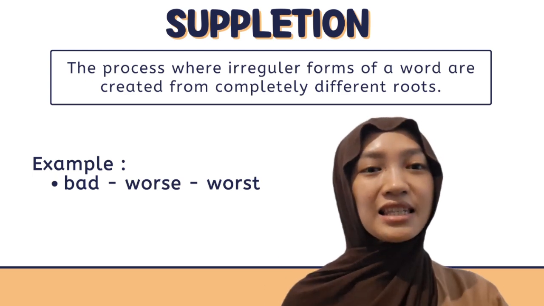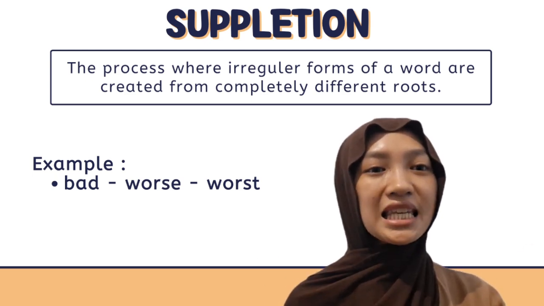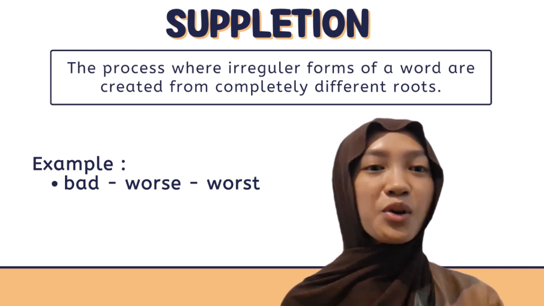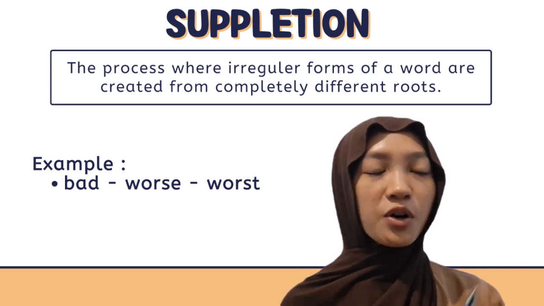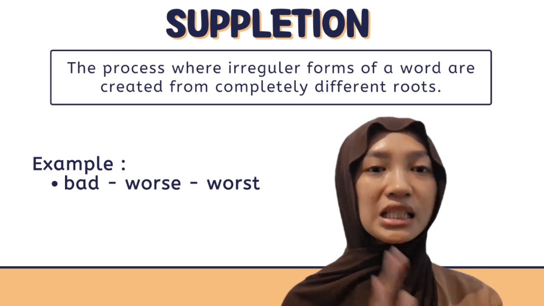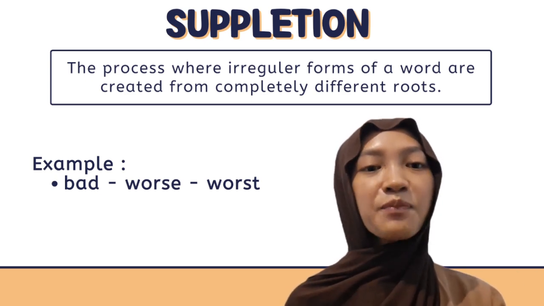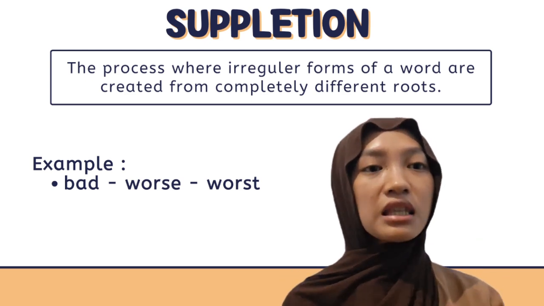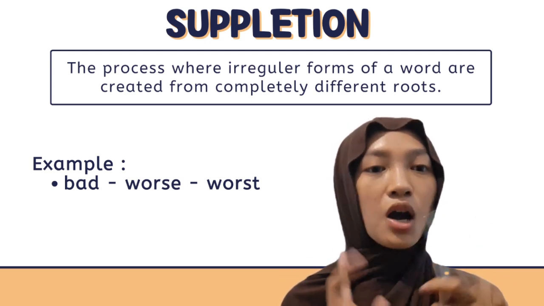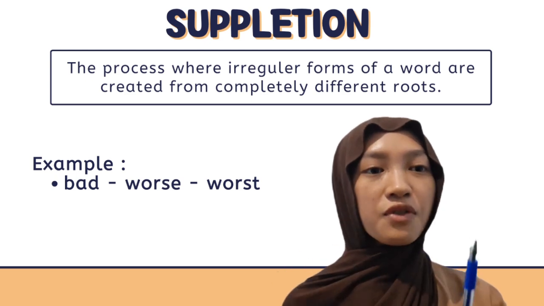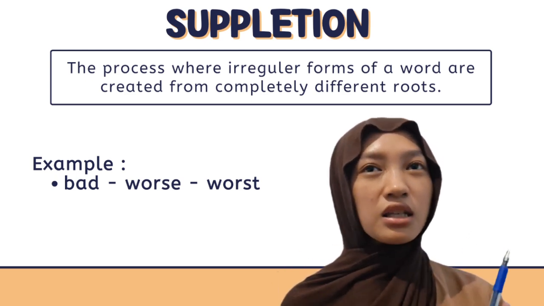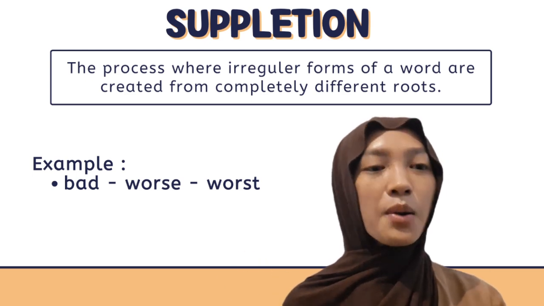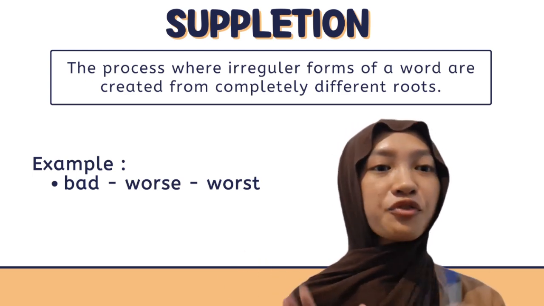Okay guys, the last morphological process is suppletion. What is suppletion? So guys, suppletion is the process where irregular forms of a word are created from completely different roots. For example, like bad, worse, and worst. All the three of the words, bad, worse, and worst, have the same general meaning. There is something negative or something with poor quality. However, they come from different roots.